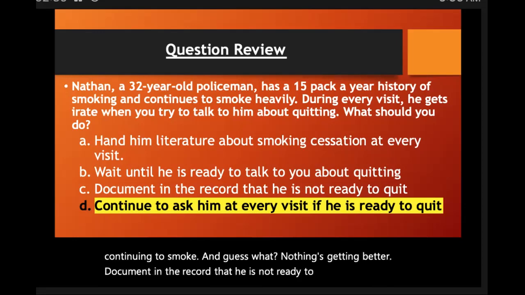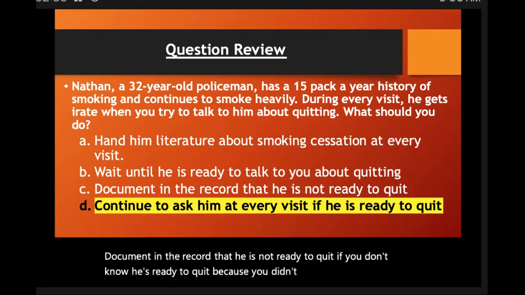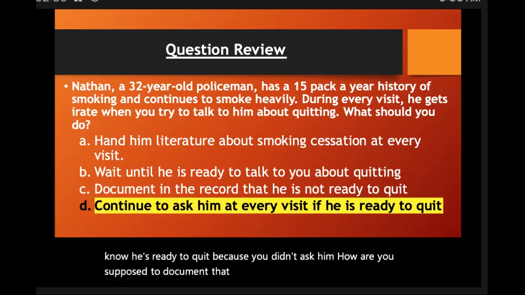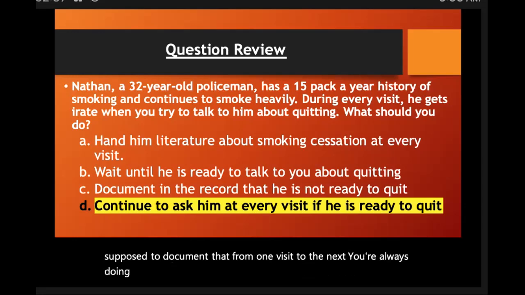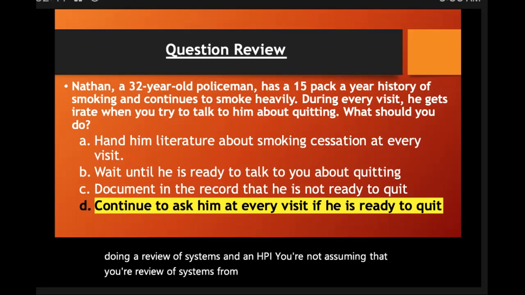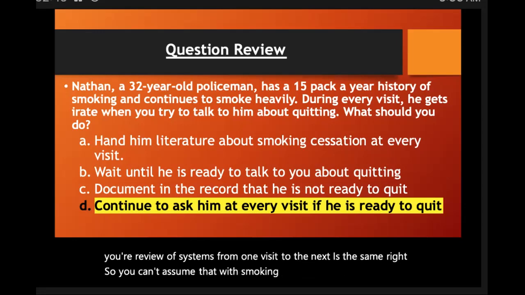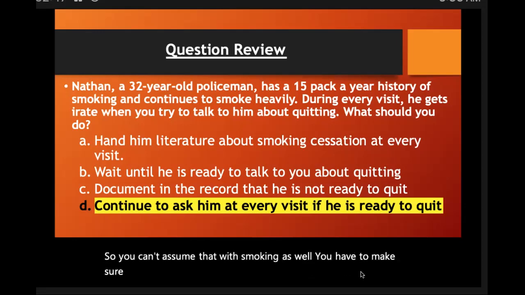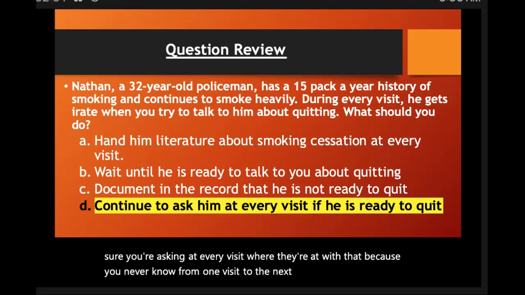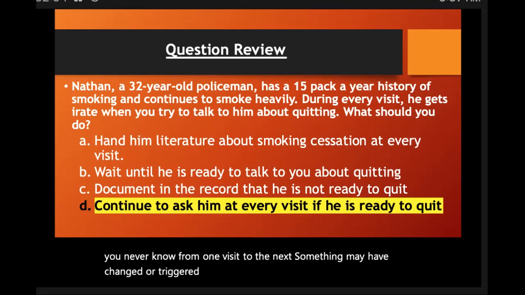Well, if you don't know he's ready to quit because you didn't ask him, how are you supposed to document that? From one visit to the next, you're always doing a review of systems and an HPI. You're not assuming that your review of systems from one visit to the next is the same, right? So you can't assume that with smoking as well. You have to make sure you're asking at every visit where they're at with that, because you never know. From one visit to the next, something may have changed or triggered him in his life that now suddenly he is more open to quitting.